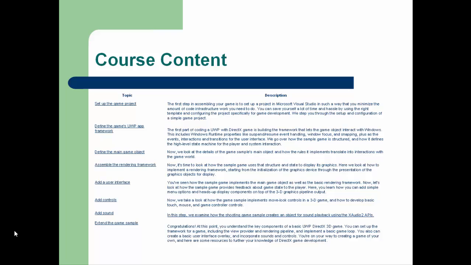Define the main game object. Now, we look at the details of the game sample's main object and how the rules it implements translate into interactions with the game world. Assemble the rendering framework. Now, it's time to look at how the sample game uses that structure and state to display its graphics. Here we look at how to implement a rendering framework, starting from the initialization of the graphics device through the presentation of the graphics objects for display.